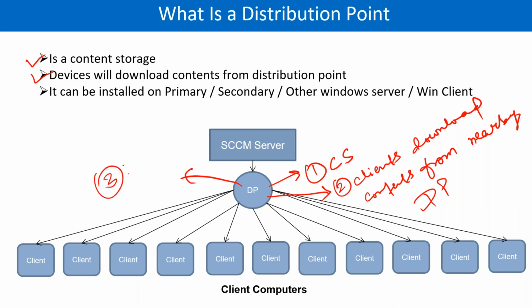Point number 3, it's a mandatory role. You must install this, otherwise the deployment of content will not happen. The client will not be able to download the content. Point number 4 is you can install this on primary site, secondary site, or any other Windows server, guys.